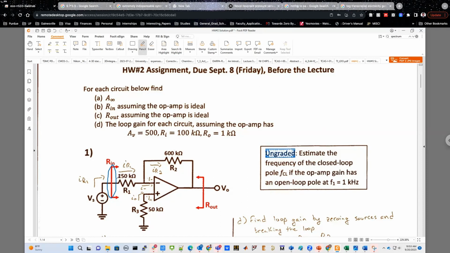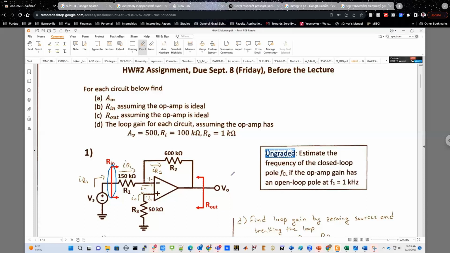Now at the point where R in is indicated, you will connect your test voltage source, let's say Vx. You'll try to find out how much current goes in or out of that voltage source. Let's say that current is Ix. The ratio of Vx over Ix will be your input resistance.